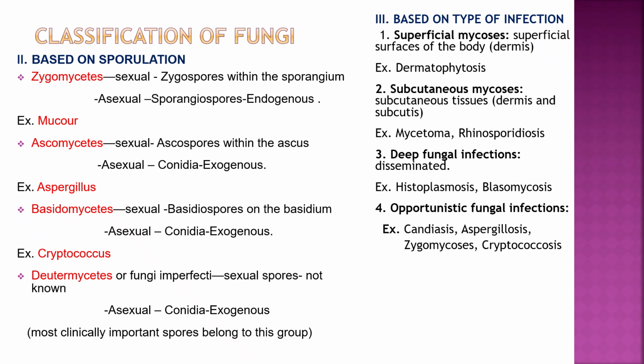Second, taxonomical classification based on sporulation. Zygomycetes: sexual zygospores, with sporangium within sporangium; asexual sporangiospores, which are endogenous. Example, Mucor. Ascomycetes: sexual ascospores within the ascus; asexual conidia, exogenous. Example, Aspergillus. Basidiomycetes: sexual basidiospores in the basidium; asexual conidia, exogenous. Example, Cryptococcus.